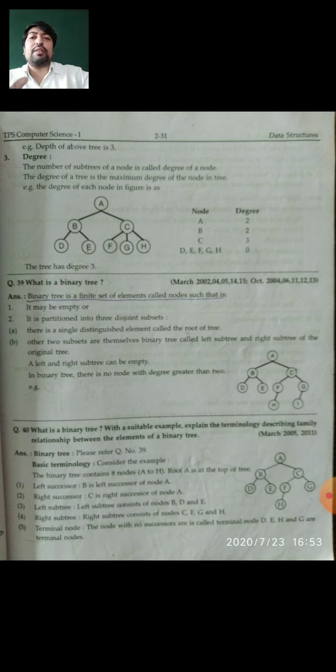Whenever a tree divides into three parts, one being the root, another the left subtree and the third the right subtree, the tree is called a binary tree. Left and right subtrees can be empty. Right now the tree contains the elements A, B, C, D, E, F, G, H, I. In a binary tree there is no node with a degree greater than 2.